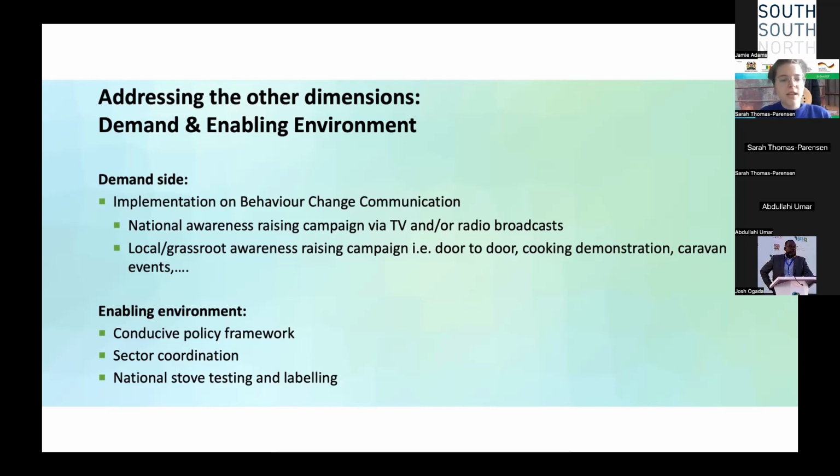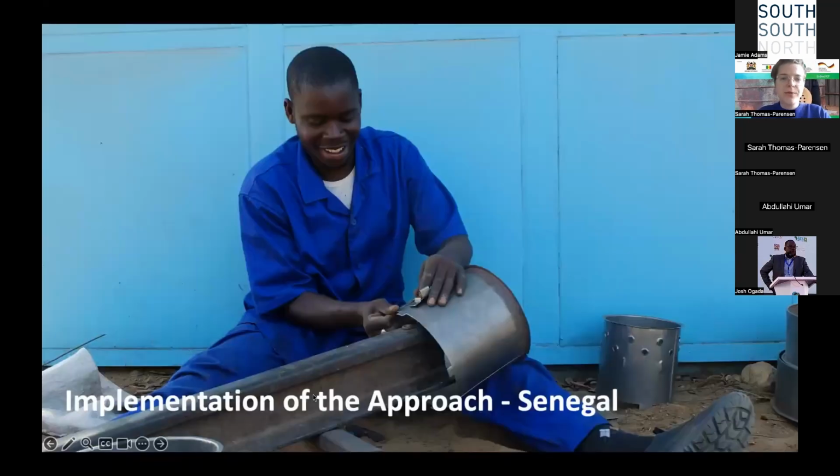So it's always good if there is already a conducive policy framework in place. For example, if clean cooking is already situated in the NDC targets, if there are targets defined for clean cooking, if there are clean cooking strategies, like for example in Kenya, or other clean cooking country plans in place, or county plans on a more local level, and if there is, for example, a sector coordination, or already a national label for clean cook stoves. This all will enable sustainable growth for the cook stove market. And with that, I hand over to my colleague.